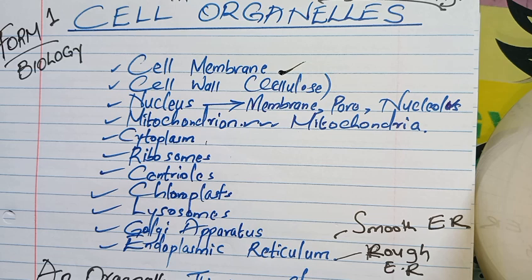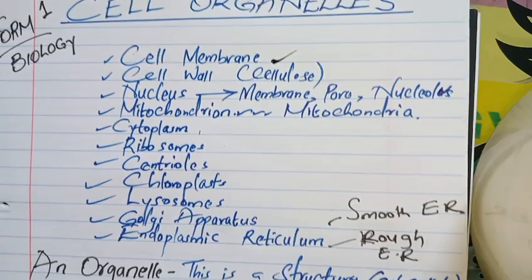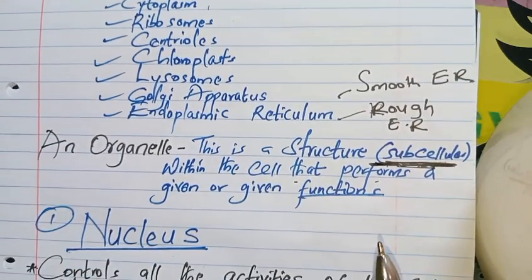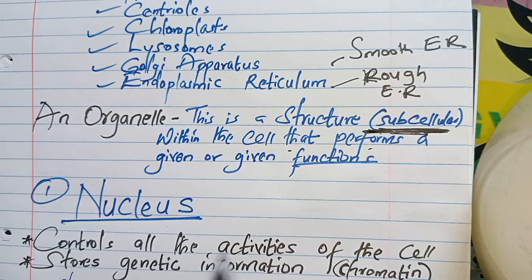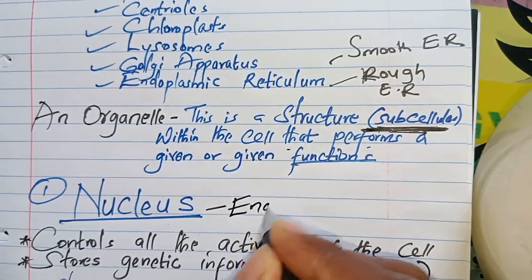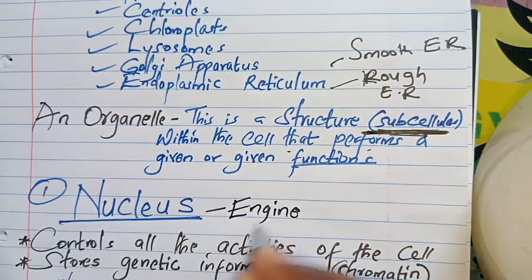Remember, a cell is the basic, smallest unit, or fundamental basic unit of life. And for it to perform its duty of controlling all and bringing life to an organism, there must be these organelles. Now, briefly, let us talk about the nucleus. Remember, we said that the nucleus is the engine. The nucleus is the engine of the cell.